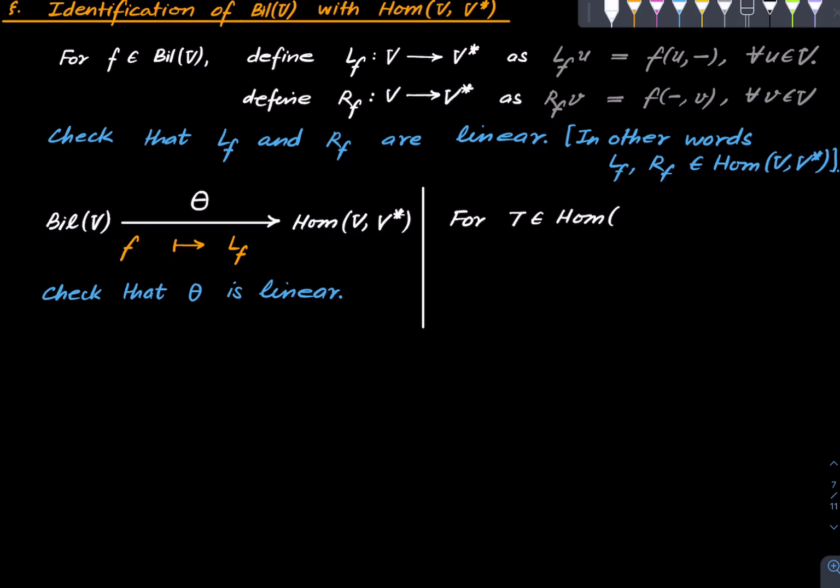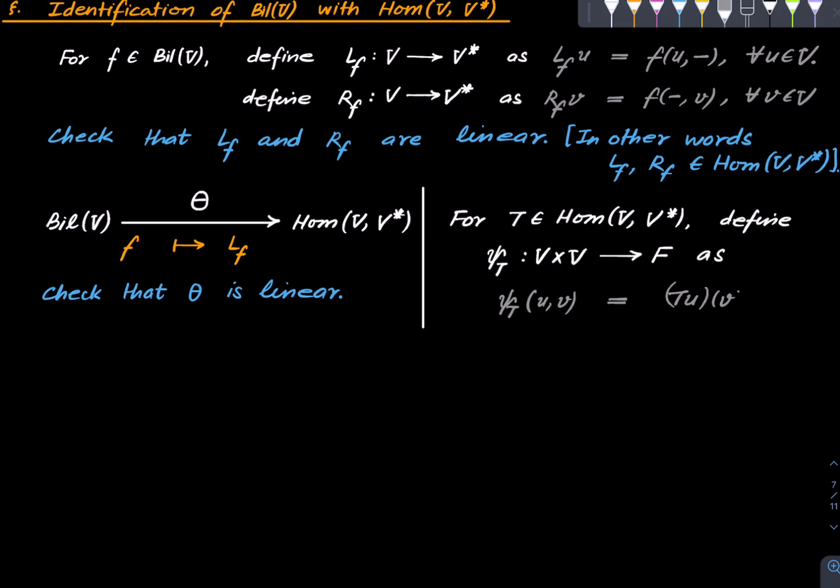And we will also define, for a linear map T from V to V star, psi sub T from V cross V to F as psi sub T of u comma v is equal to T u applied on v. So what's going on? T is a map from V to V star. So T u is in V star, hence it consumes vectors from V. So this is a functional on the vector space, and you can feed it a vector. So this is legitimate, meaning this thing is indeed something in the base field. So here again, check that psi T is a bilinear form.